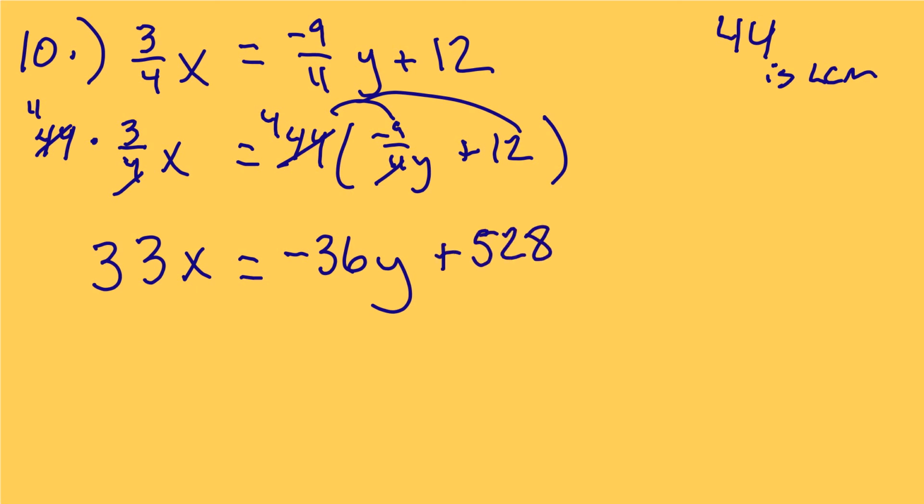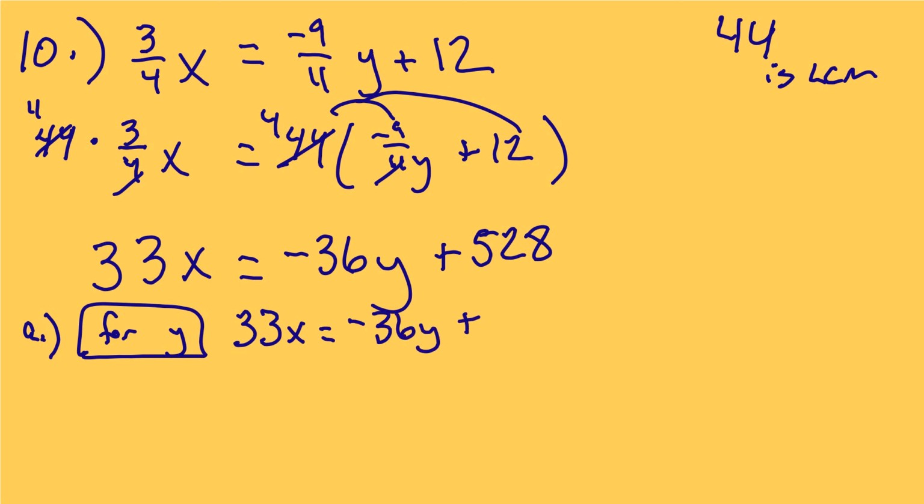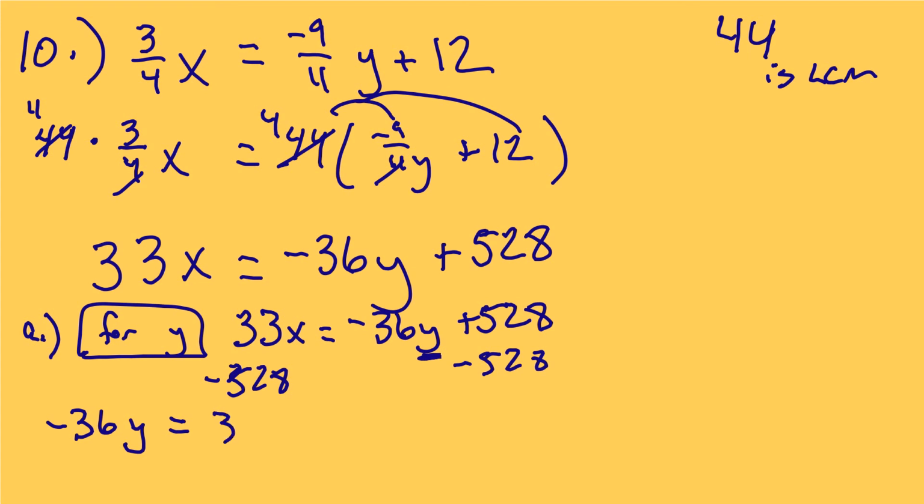So simplifying at the end might be kind of hard here, but at least now all of our fractions are gone. So part A is 4y. So I have 33x equals minus 36y plus 528. So I have to subtract 528 from both sides because remember, I only care about the y. And I'm just going to write 36y first. I get minus 36y equals 33x minus 528.